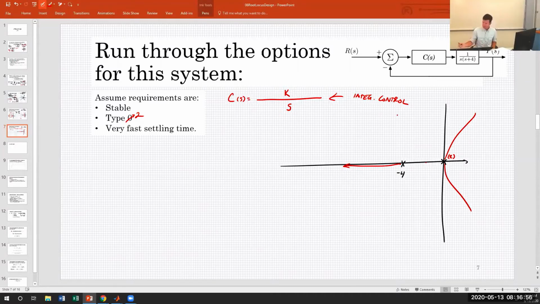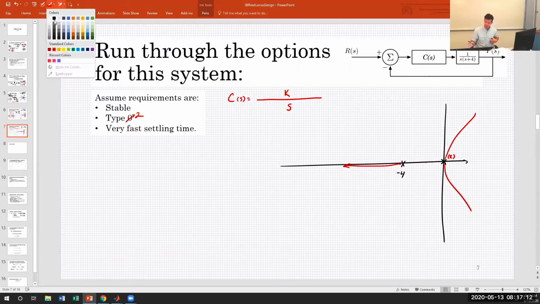Okay, so integral control is no bueno. Proportional control isn't good either because it doesn't address our type number. So let's modify things. So what do you think? Should we add a pole or should we add a 0? What would help our situation?